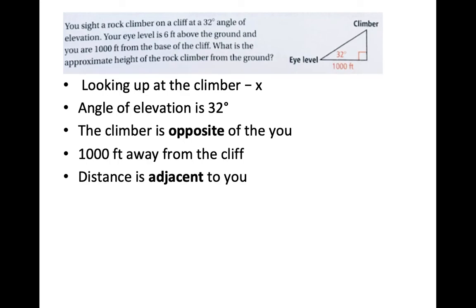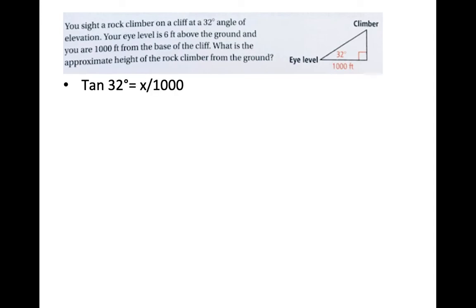So we have opposite, we have adjacent, which means that it's probably going to be using our SOHCAHTOA, opposite over adjacent, tangent. So when we set up the equation, it's going to be tangent of 32 degrees, because that's your angle of elevation, is equal to opposite, which is x, over adjacent, which is 1,000. We multiply both sides by 1,000, and we get that x, the distance between the eye level and the climber, is 1,000 times the tangent of 32 degrees. Please make sure that your calculator is set to degrees. And you get that the distance from the eye level to the climber is about 624.8 feet.